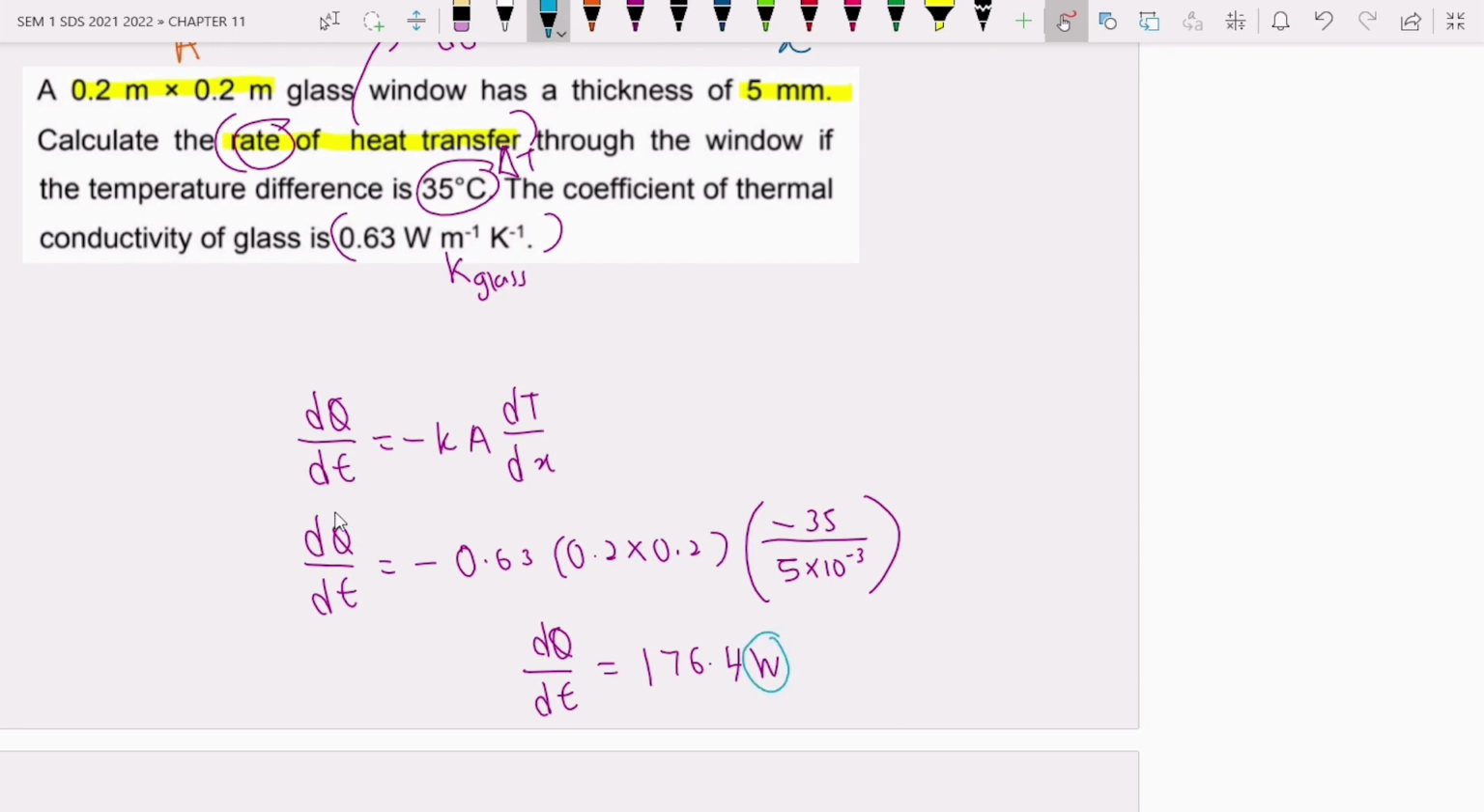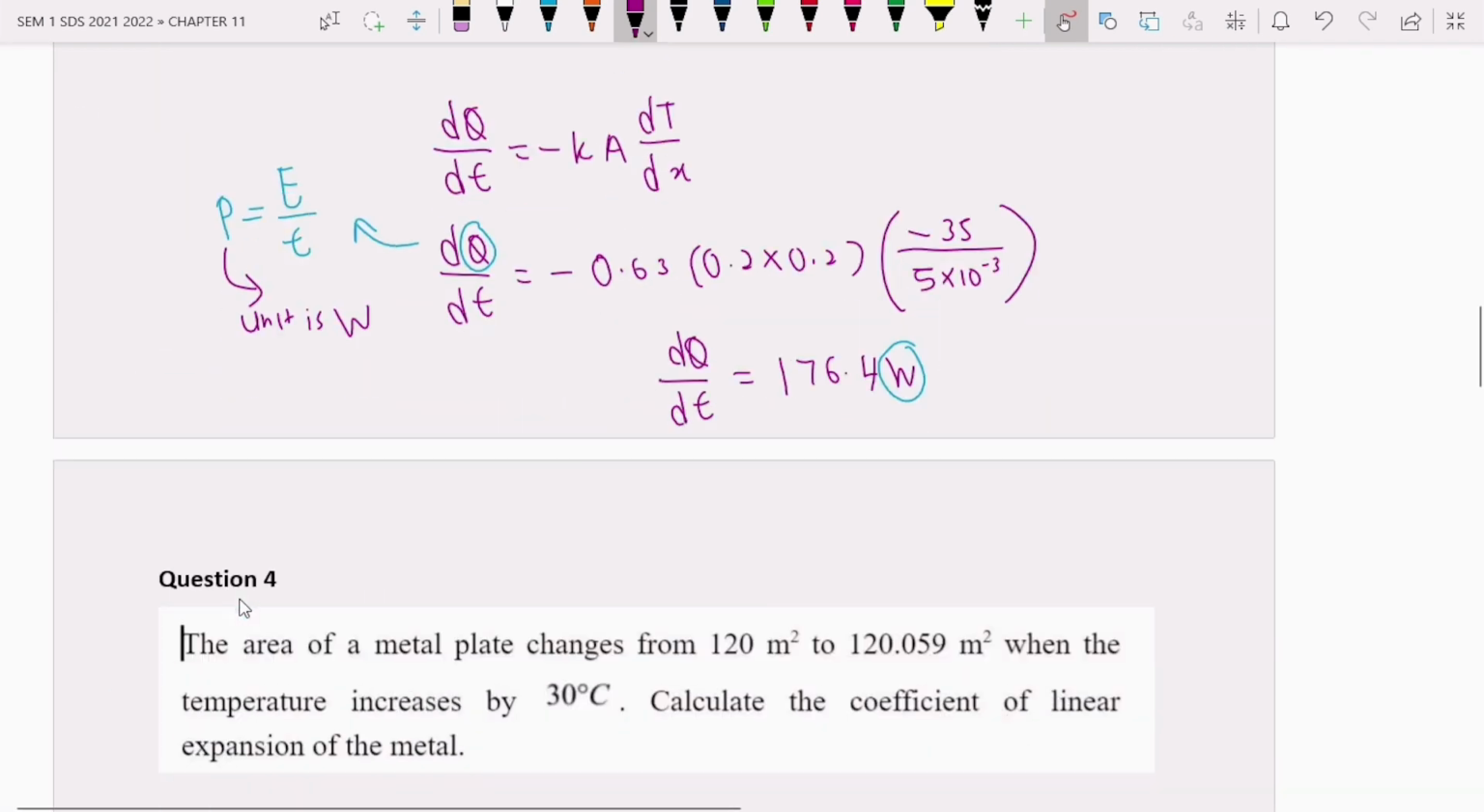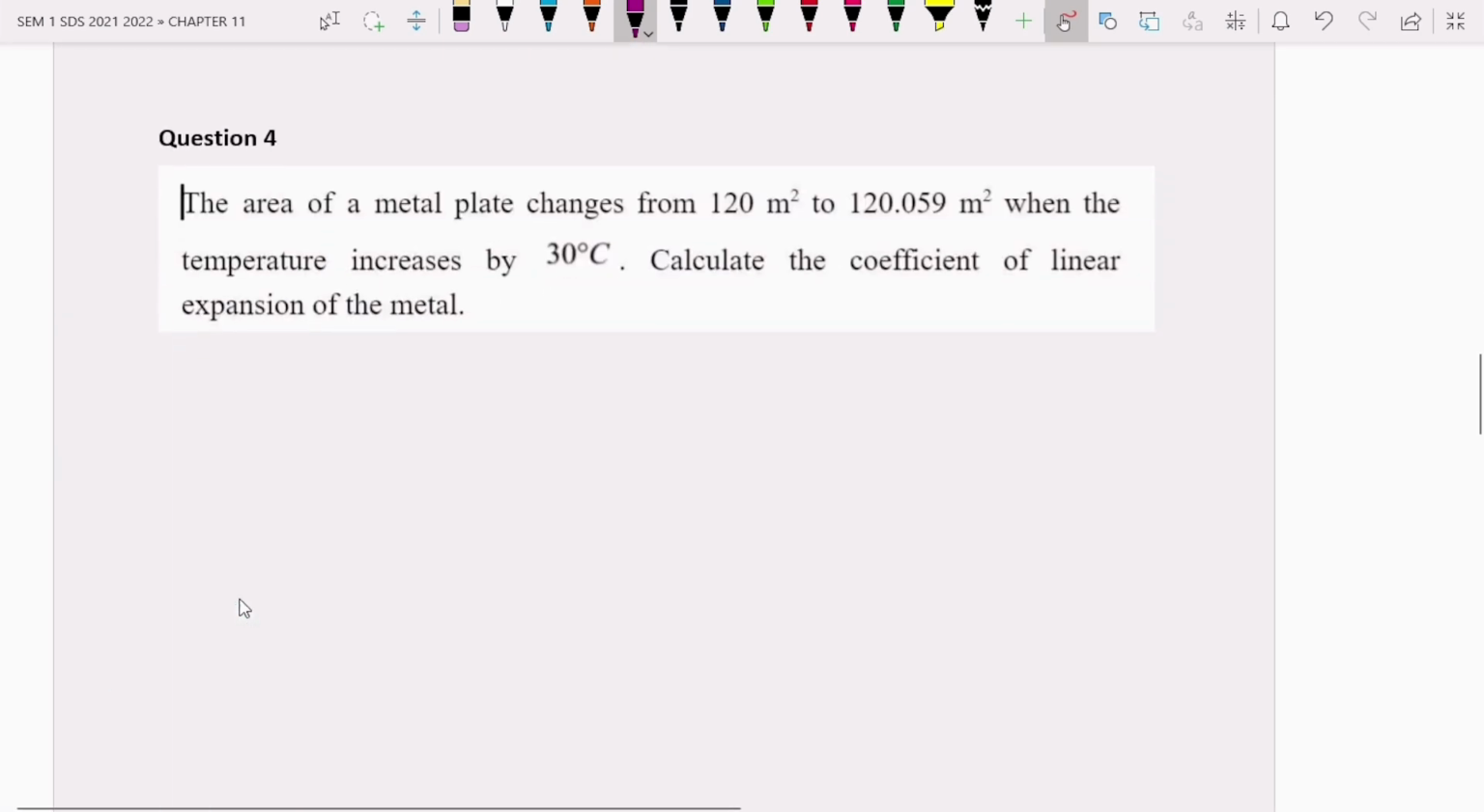For your information, why is the unit in watt? It is because heat transfer is energy. So we know if energy over time, we will get power. And the unit for power is watt. Okay? Alright, that's all for question 3. Let's proceed to question 4.